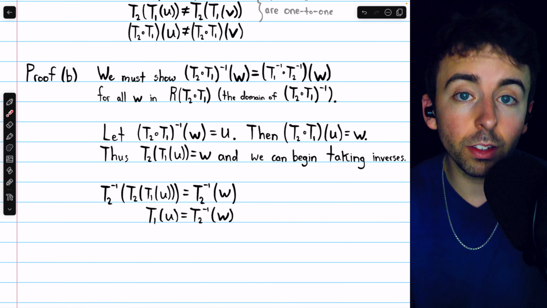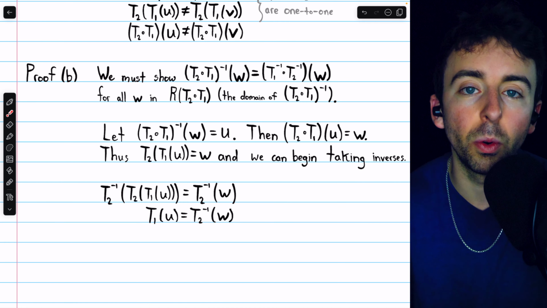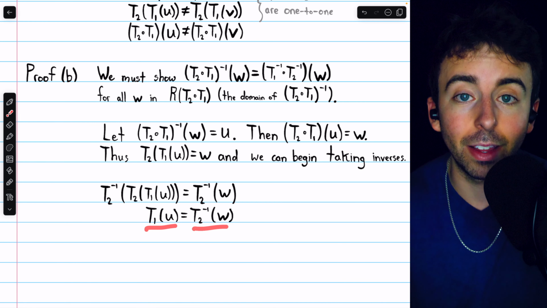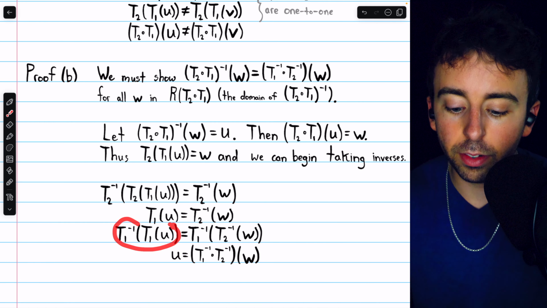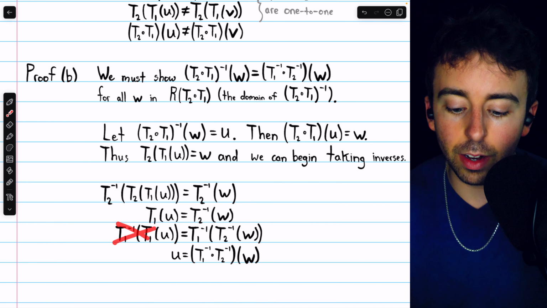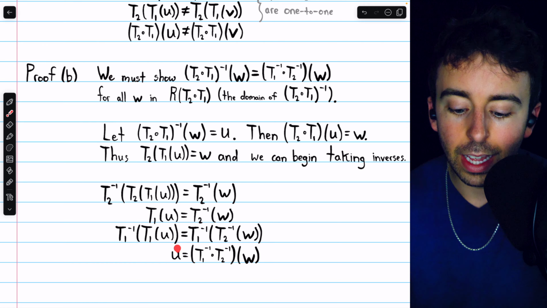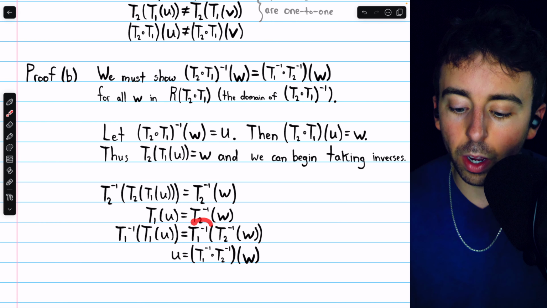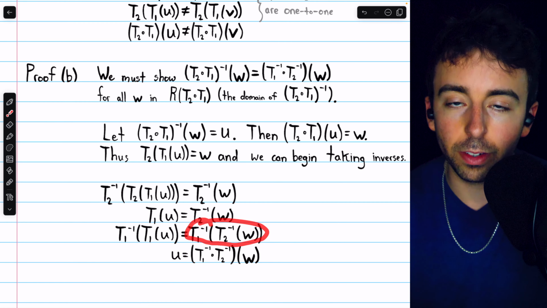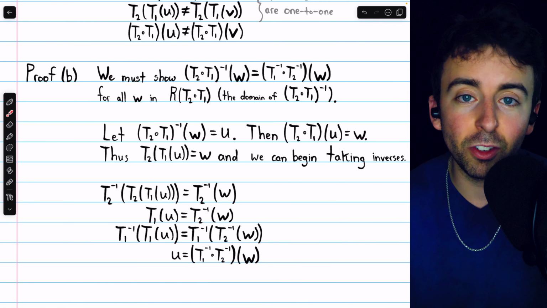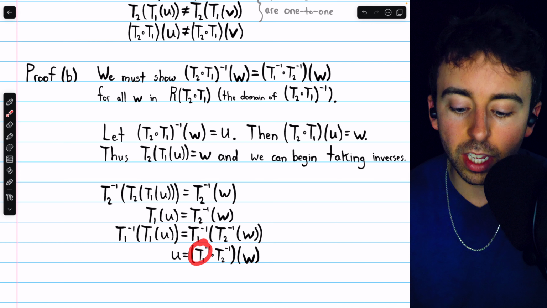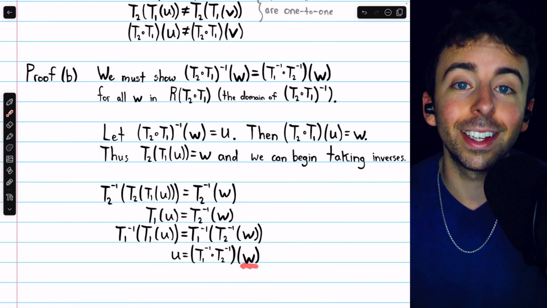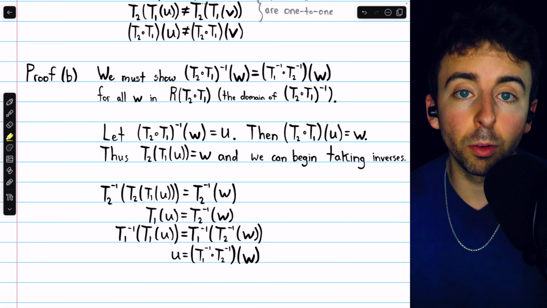Now, T1 also has an inverse since it's one-to-one. So we'll take T1 inverse of the left side and the right side. On the left, we have T1 inverse of T1 of u, and again, those inverse transformations will cancel out, leaving behind just u. And on the right, we'll have T1 inverse of T2 inverse of w. By definition, that's the composition of T1 inverse with T2 inverse, of course, evaluated at w. And that establishes the result.